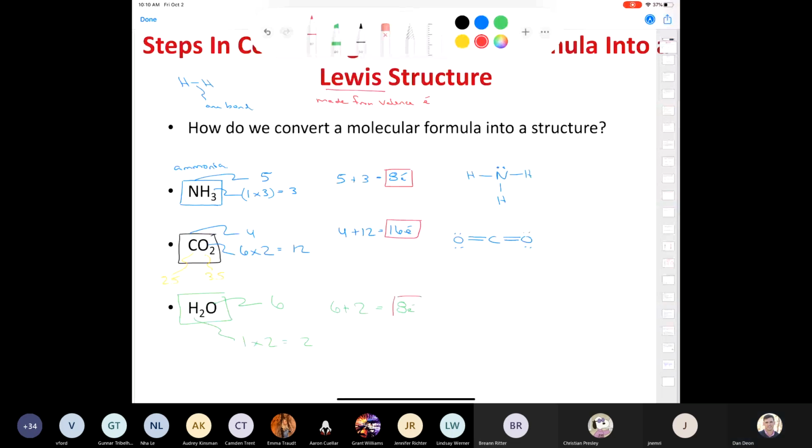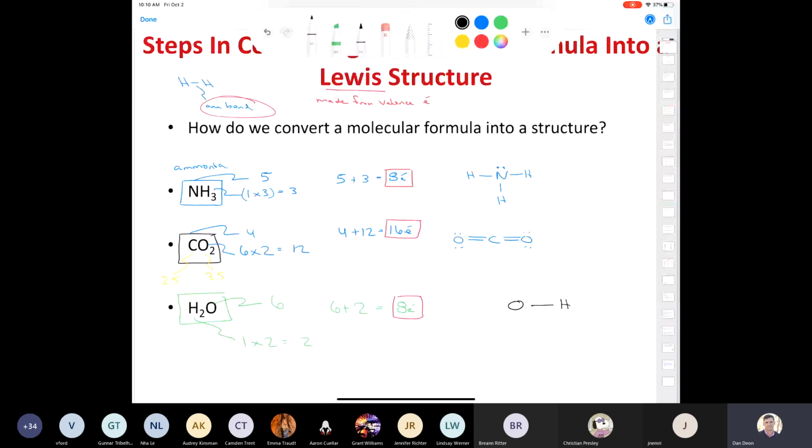Okay? Now, again, I told you that there's a general rule that you put the least electronegative element in the center, but there's an exception for that. When you have hydrogen, hydrogen can only have 1 bond, right? Only ever. And so hydrogen has to be on the outside. And so let's do it. We're going to put our oxygen in the middle.